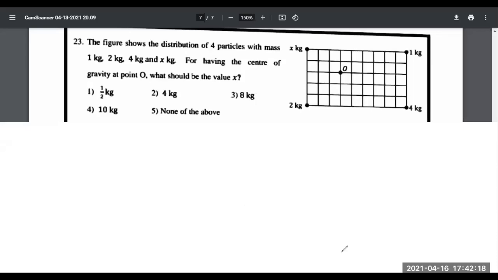Now question number 23. Not sure if that is there in the A-level syllabus. Finding the center of gravity when masses are given at different places like this. Now this is a coordinate system.